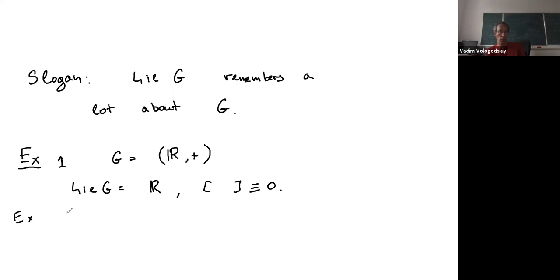Now if you consider G equal to R star, with the product operation, the Lie algebra is going to be the same. So this is kind of bad. You cannot differentiate these two groups just by looking at Lie algebras. But that's basically all that can happen.